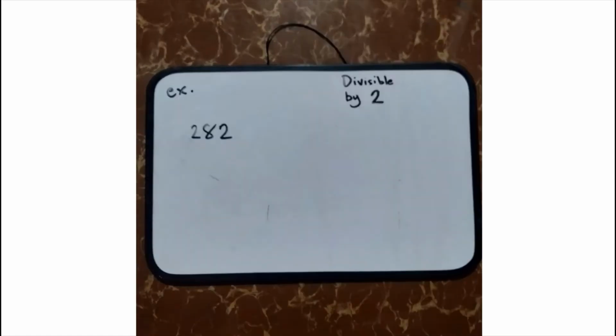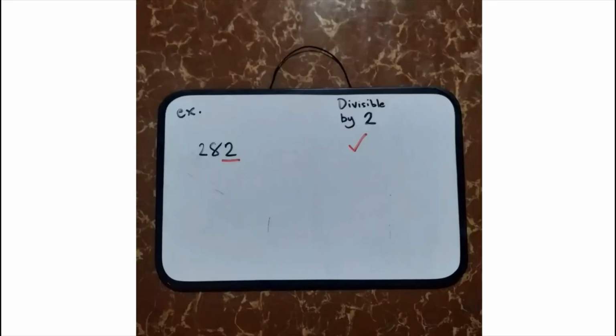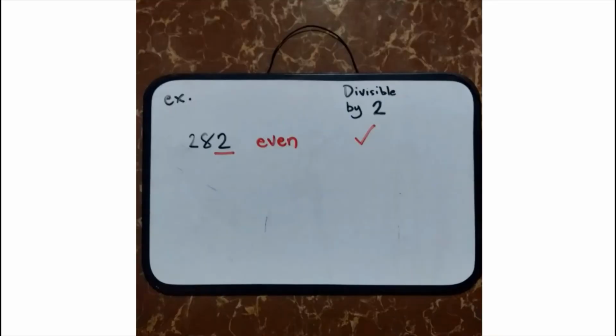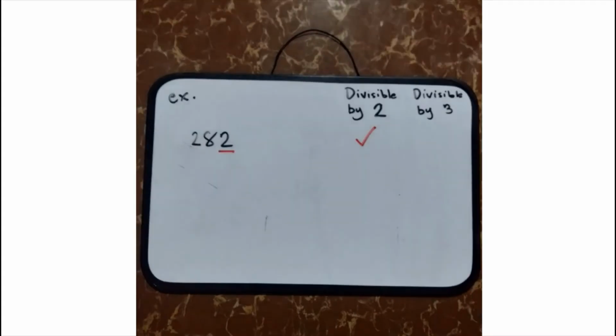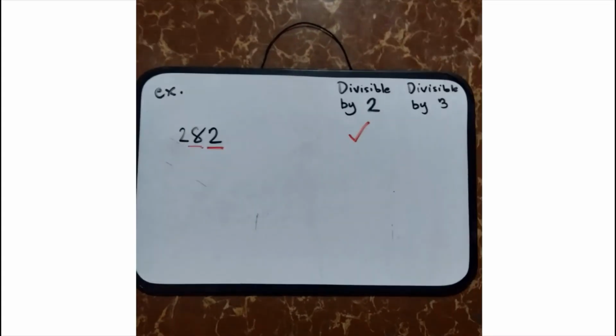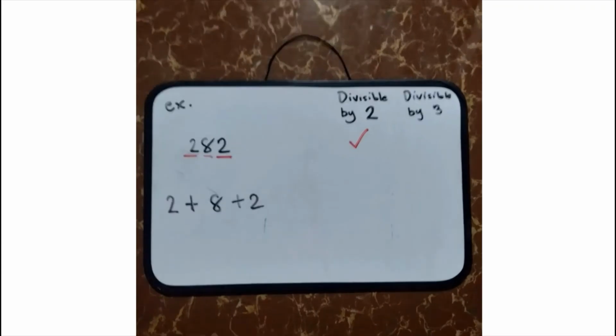282 is divisible by 2 since it is an even number. Remember, the ones digit is an even number, which is 2, so the number 282 itself is as well an even number. Also, the digits in 282 are 2, 8, and 2. Taking the sum of 2, 8, and 2 will get 12.